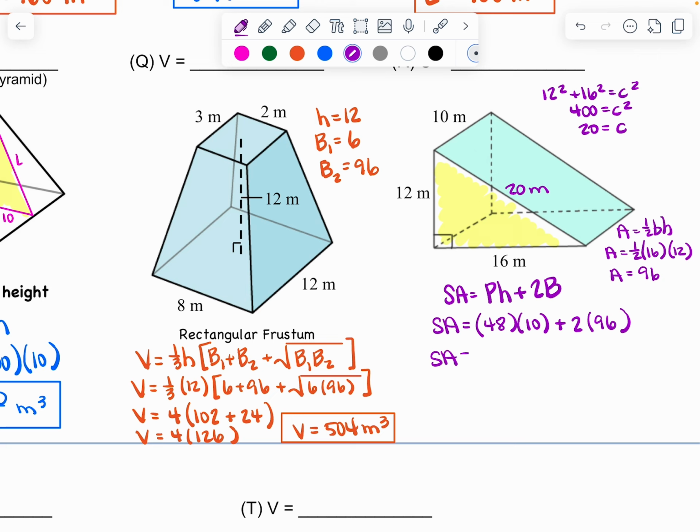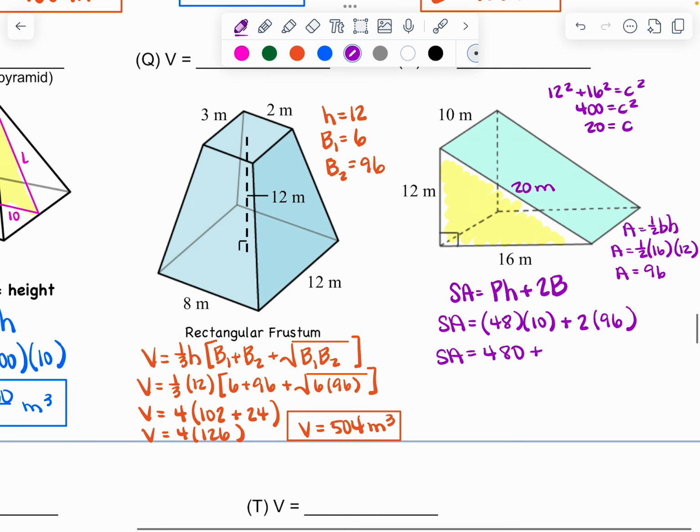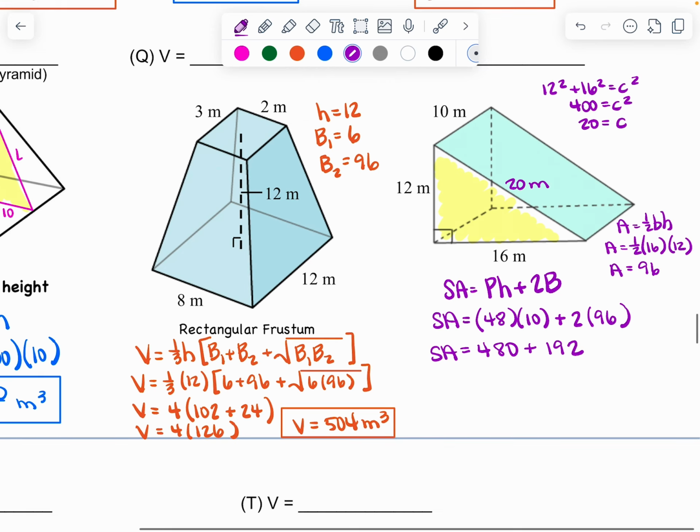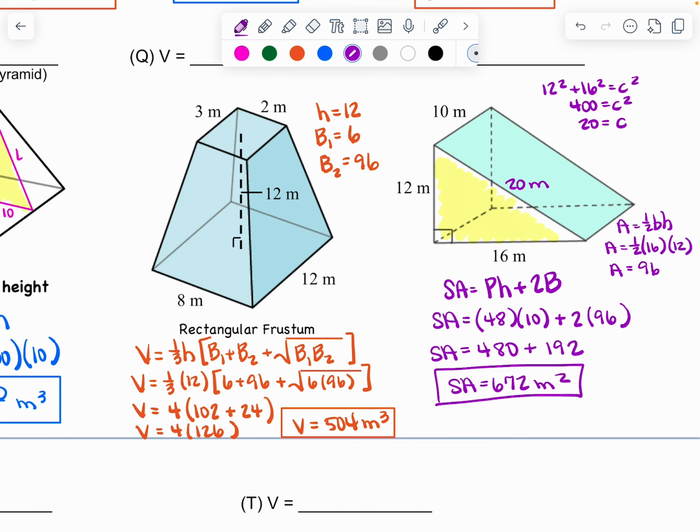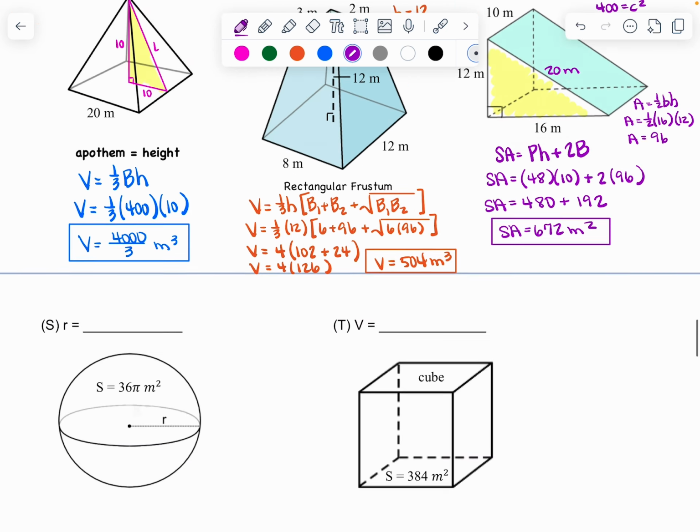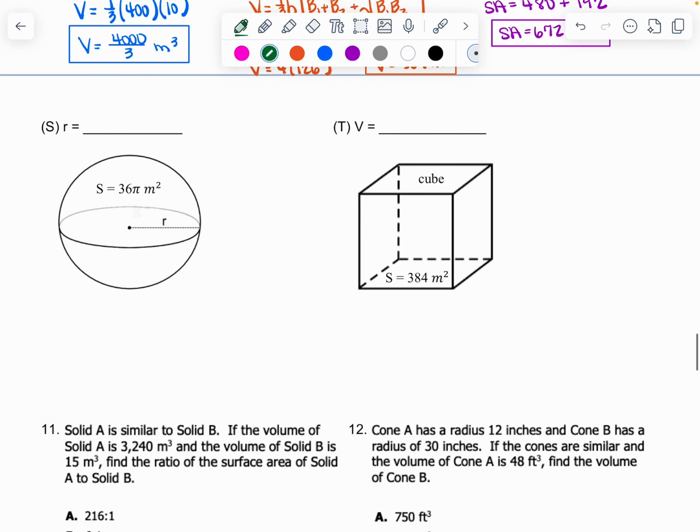That's going to give us 96. So each one has an area of 96. So let's see, what's that give us? 480 for the lateral, right? What is that, 192, right? For the total of the two bases, right? And we throw that in our calculator. And we should be getting a total surface area of 672 square meters.